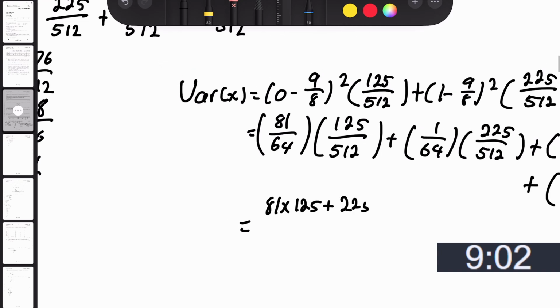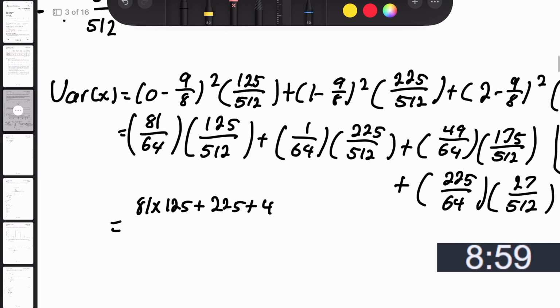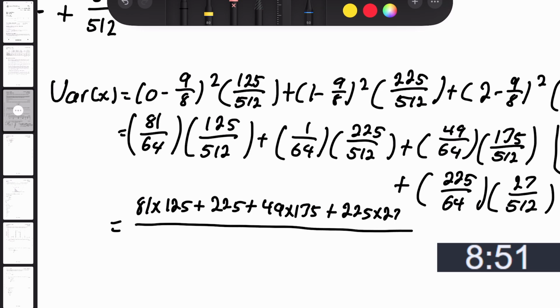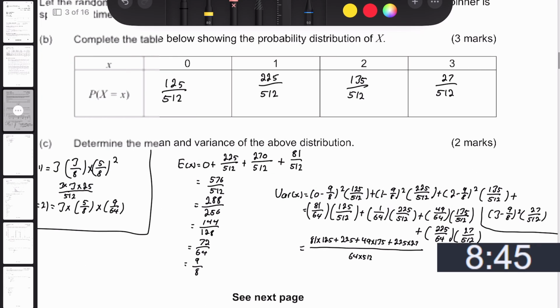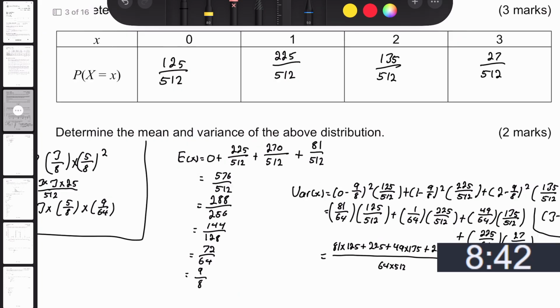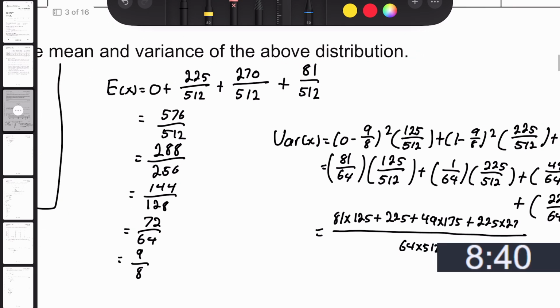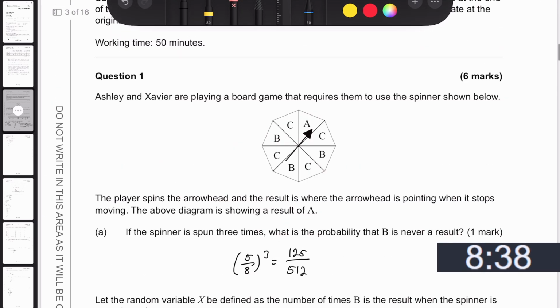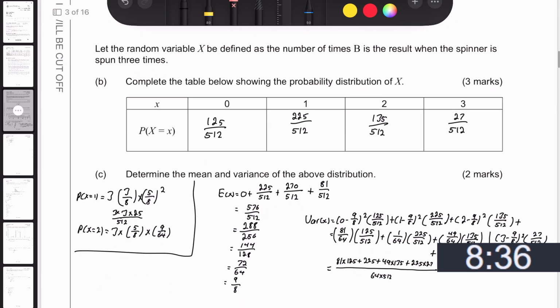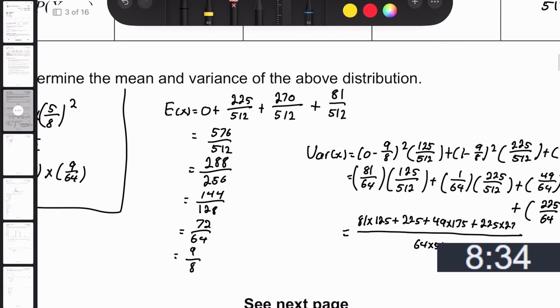It's 225 plus 49 times 135 plus 225 times 27. 64 times 512. There's no way, right? Calculator free. I must be missing something.